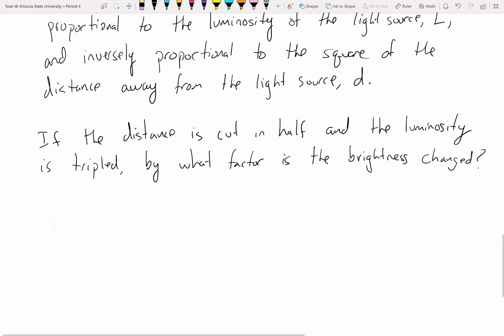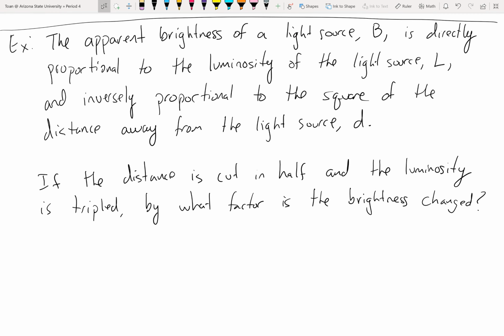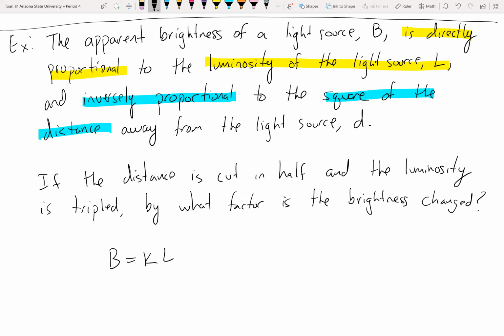We're going to read the information and pick out the information. Hopefully we can see the trigger word here is directly proportional. So you start with the variable. In this case, it's B. B is k. And then what is it directly proportional to? The luminosity L. But I do have another relationship, inversely proportional. What is it inversely proportional to? The square of the distance, which is d squared. And I put it in the denominator because it's inversely. Okay. So there's our proportion equation. Let's actually answer the question.